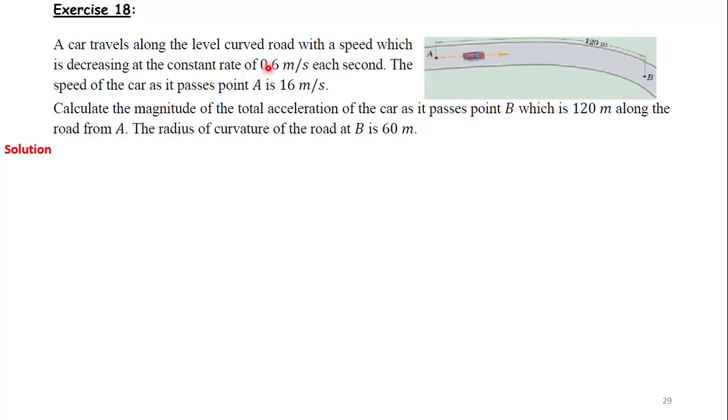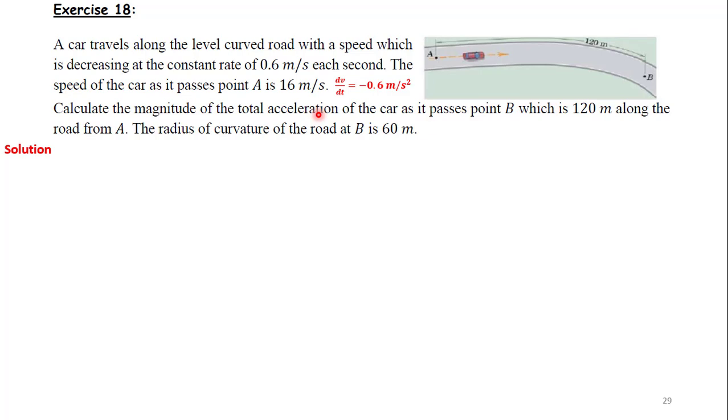So this expression means simply that dv over dt is constant, it's the rate of decrease of the speed. So it's dv over dt, and since it's decreasing, the variation should be negative, and this is equal to minus 0.6 meters per second squared. We have the speed of the car at point A, it's 16 meters per second. They want us to find the magnitude of the total acceleration of the car as it passes point B, which is 120 meters along the road from A. So we have AB is equal to 120 meters. And the radius of curvature at B is given as 60 meters. So they want us to find the total acceleration.